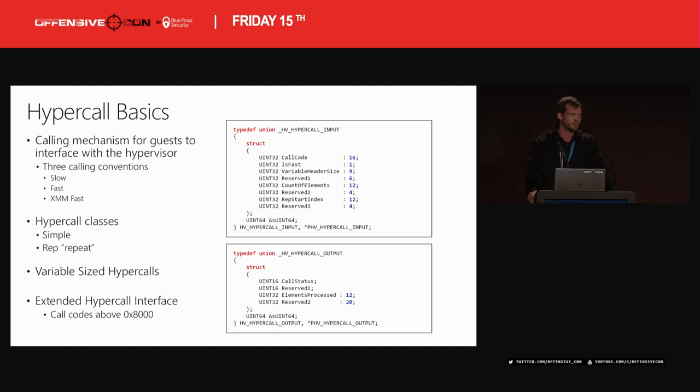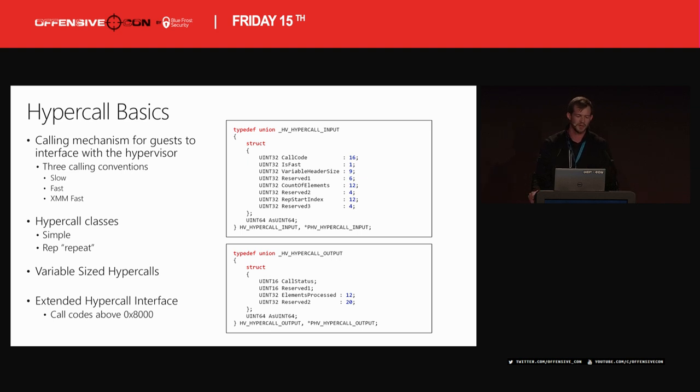For processors that support XMM, you can use an additional third calling convention. So now we can use six of the volatile registers to provide an additional 112 bytes of input. And additionally, with this calling convention, you can also accept output.